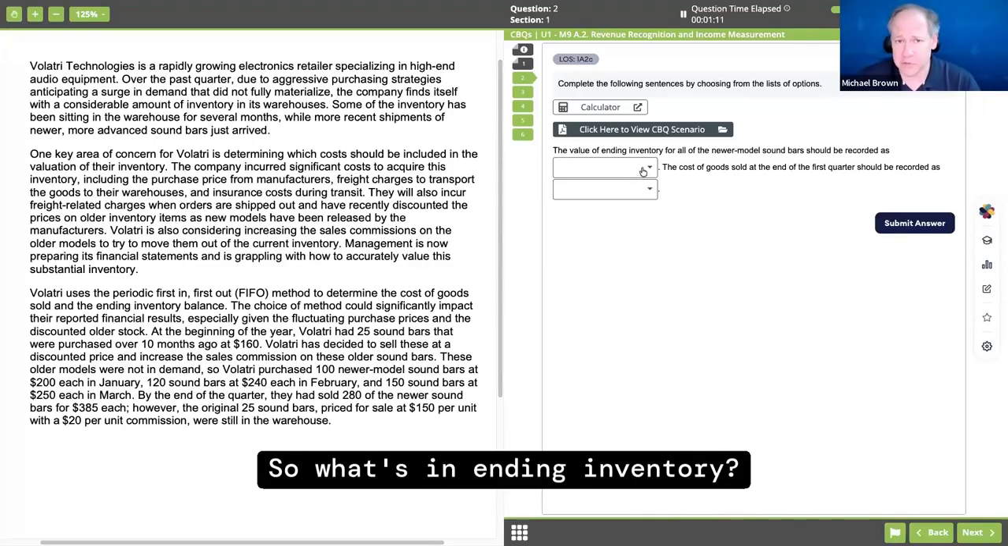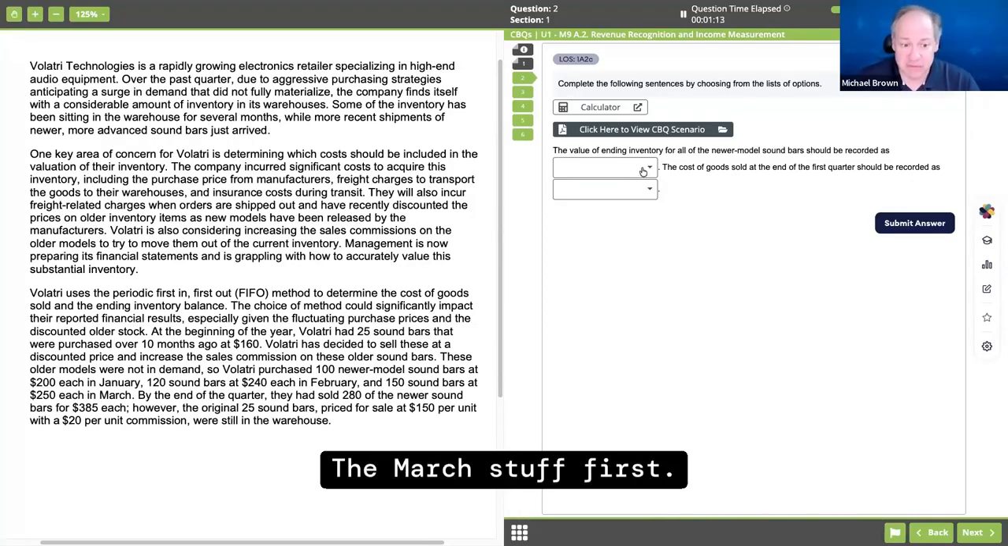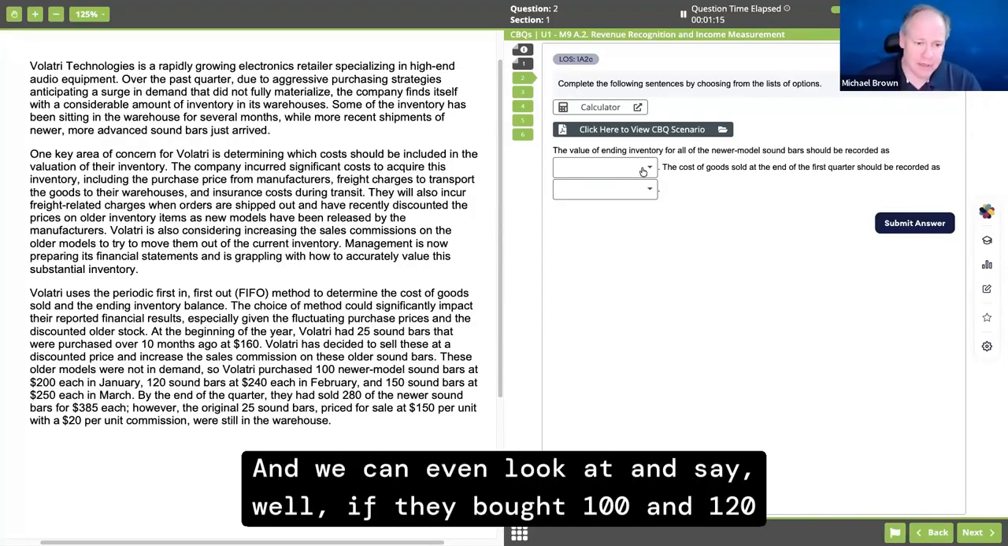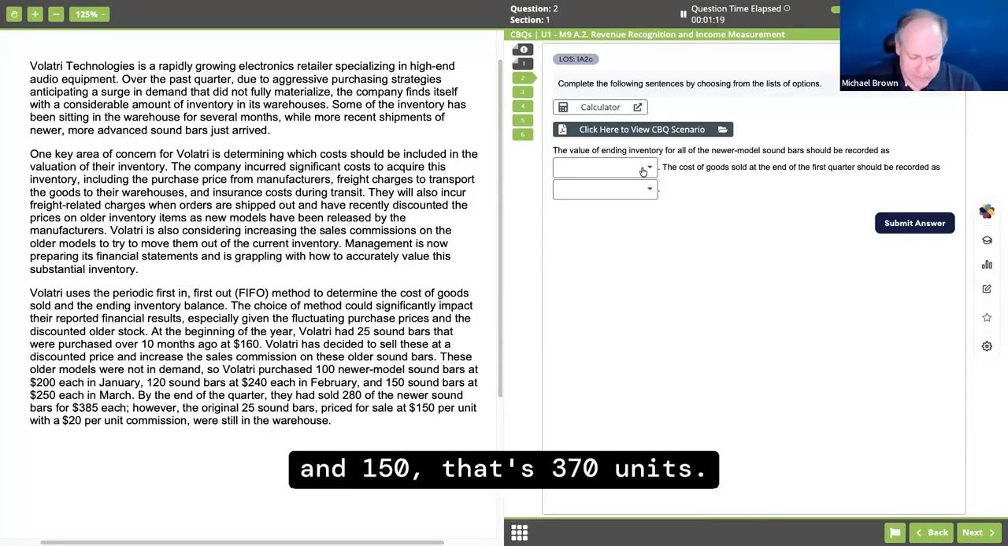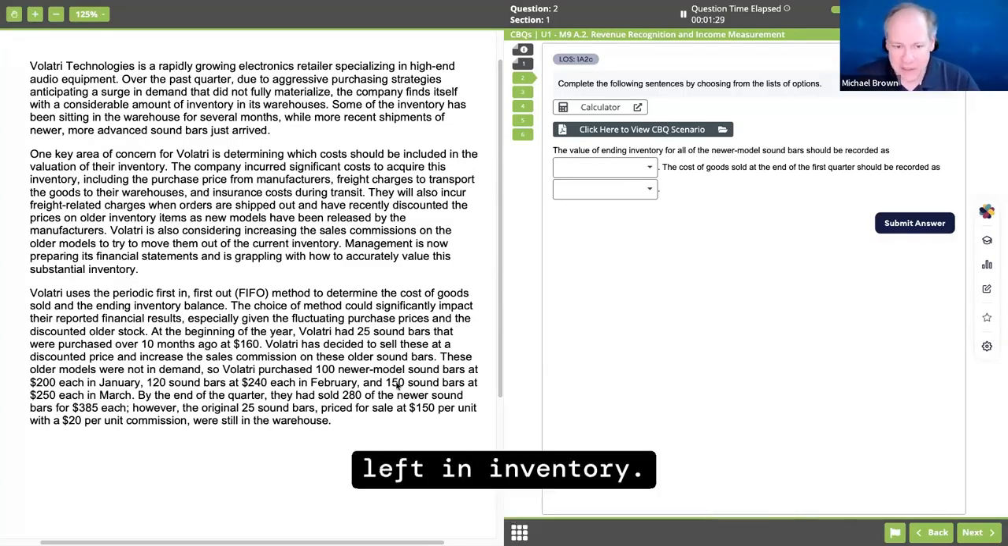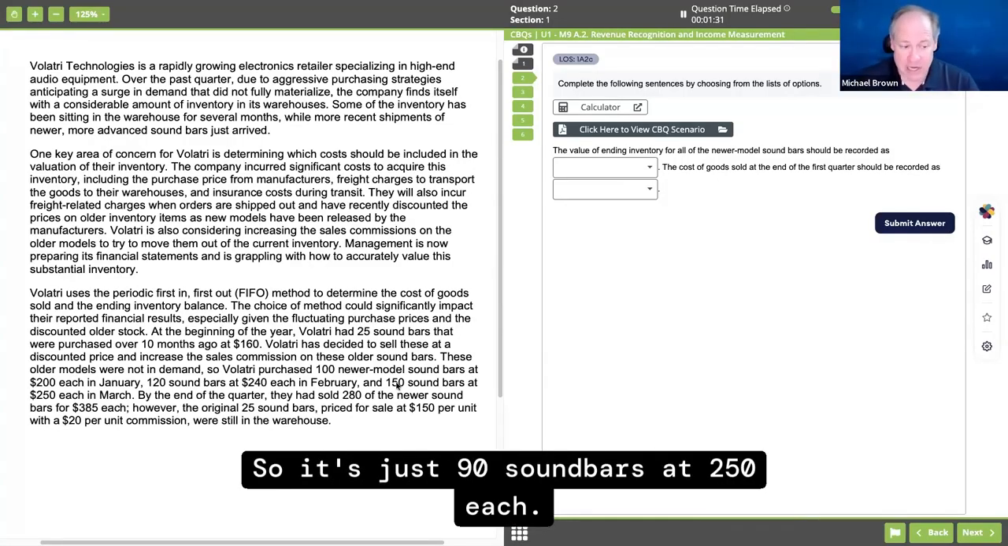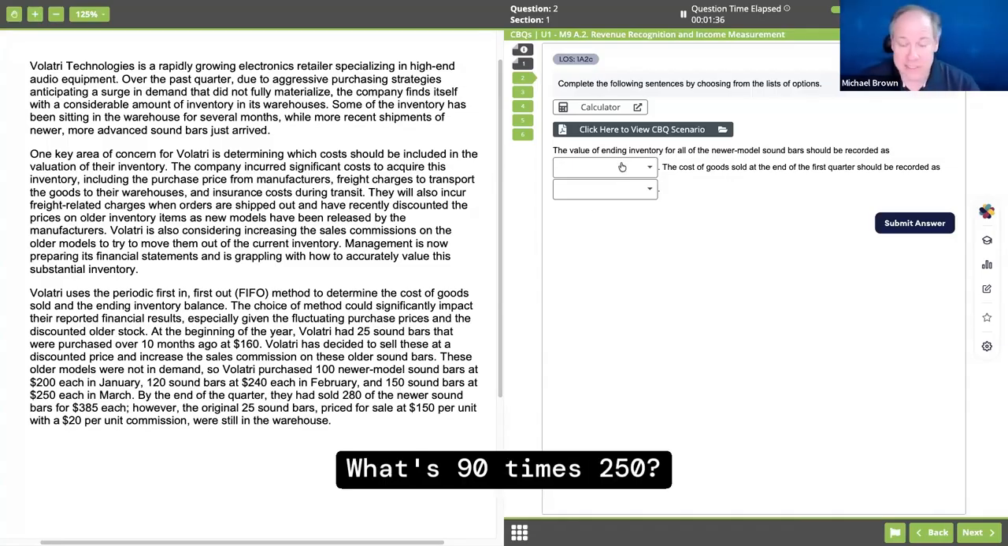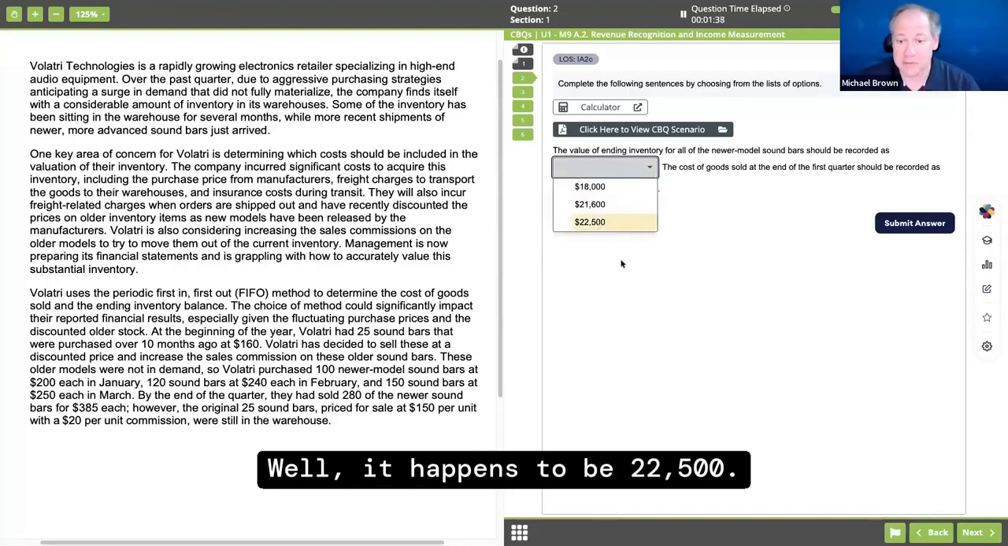So what's in ending inventory? The March stuff first. And we can even look at it and say, well, if they bought 100 and 120 and 150, that's 370 units. And it says 280 were sold. So there's 90 left. So basically, when you assume FIFO, the last thing you bought is what's left in inventory. So it's just 90 sound bars at 250 each. What's 90 times 250? Well, it happens to be 22,500.